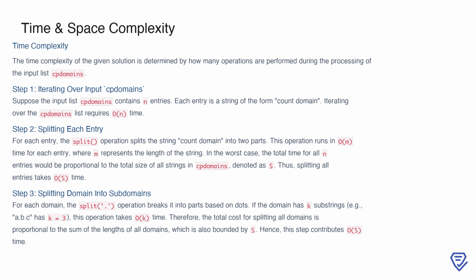Finally, we further split each domain into subdomains using the split operation. If a domain has k substrings, this operation takes O(k) time. Summing over all domains, this step is also bounded by O(S), as the total size of the strings dominates. These steps give us a foundation for understanding the time complexity of our solution.